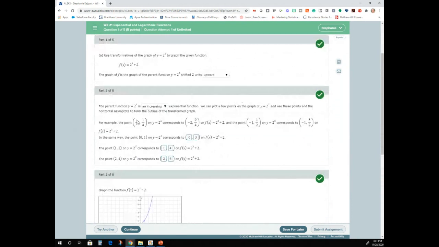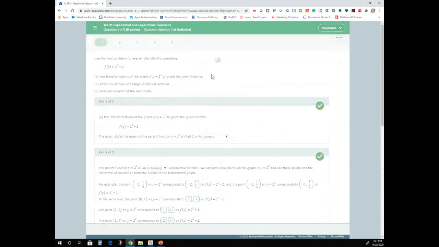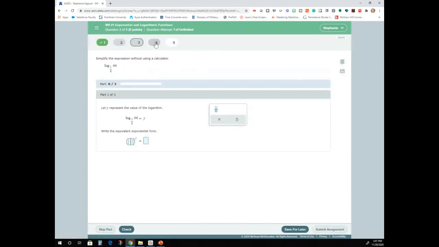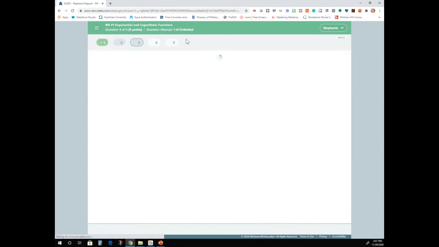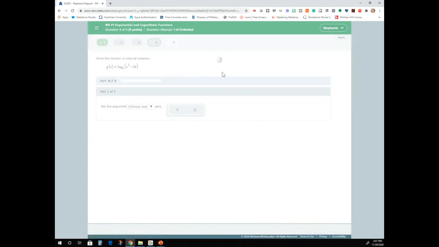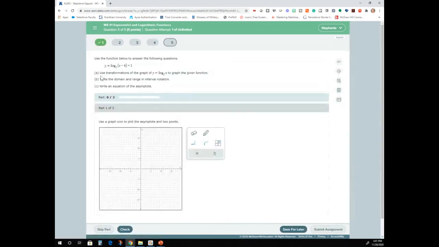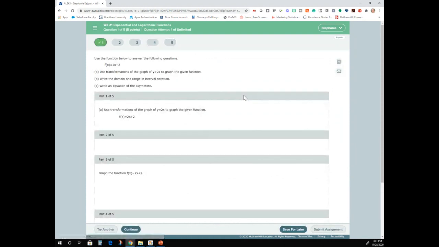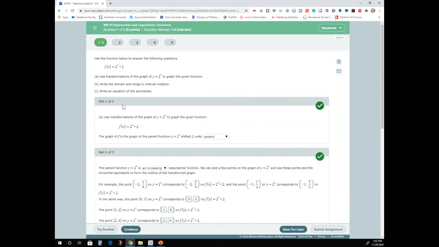So this walks you through basically the same process that I was walking you through, doing it by hand, just with a few more points. This is just evaluating, doing some other things with exponential functions, logarithms, things like that. But let's check what problem 5 is. Graphing a logarithm. So that's very similar. You have to pick the right graph and you do your asymptote, all that kind of stuff. So that's it. That is how you graph exponential functions. And hopefully you found this helpful.